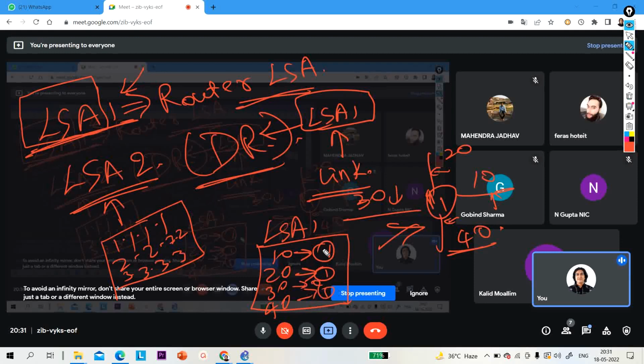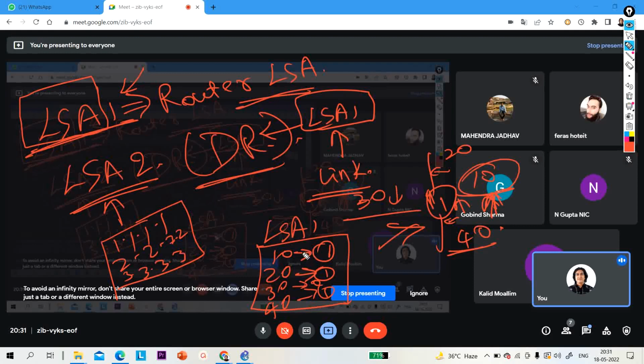There will be information of the subnet mask of this network as well. So there will be all information about the link: which type of link it is, what is the cost of this link, which network we are running on this link, which IP address I am running on this interface. There will be complete information about the link in LSA1.